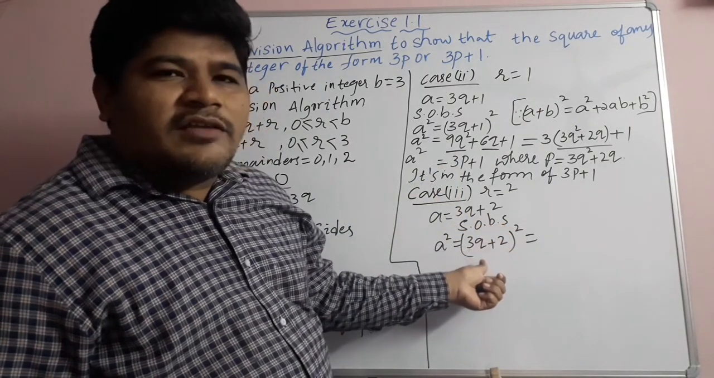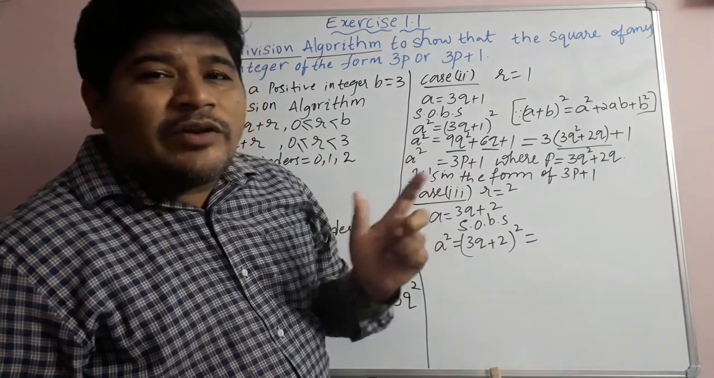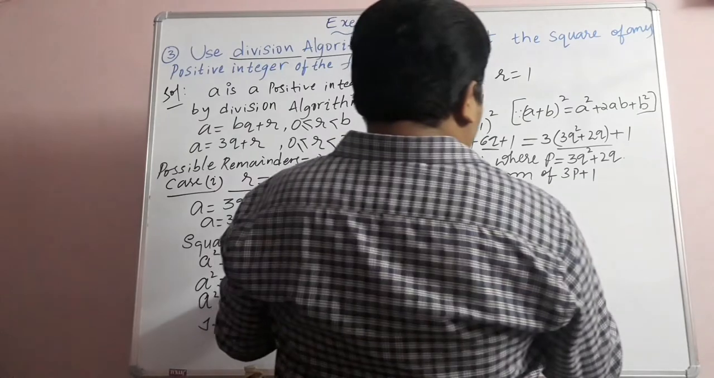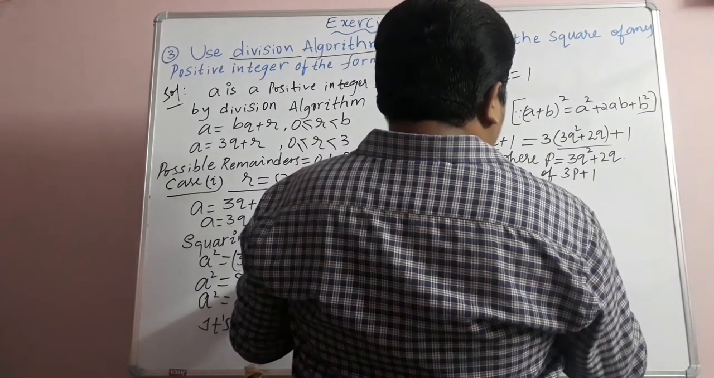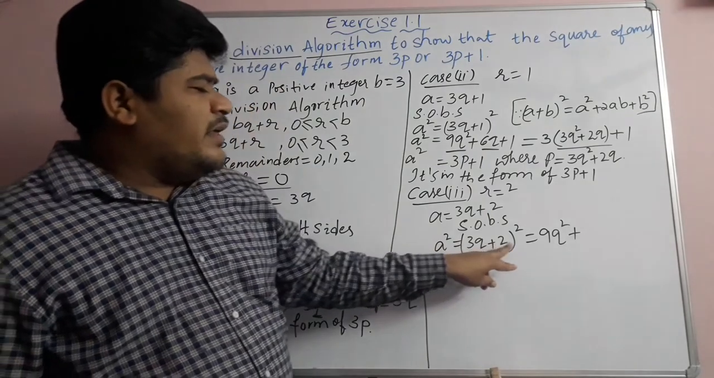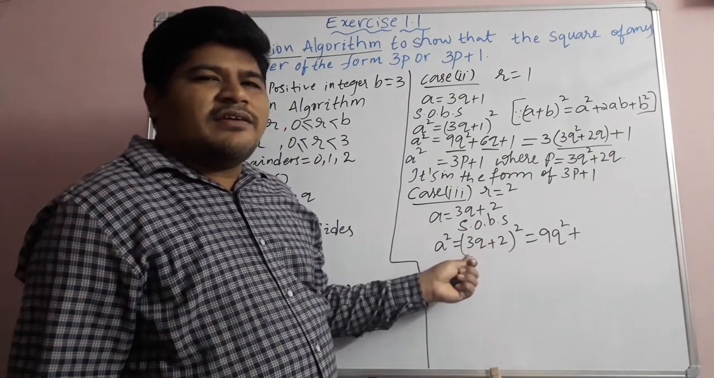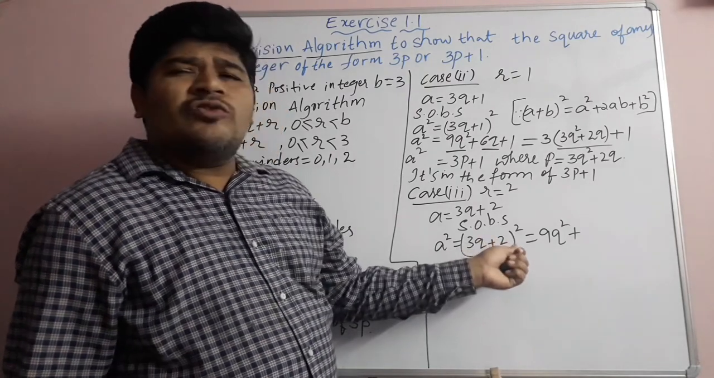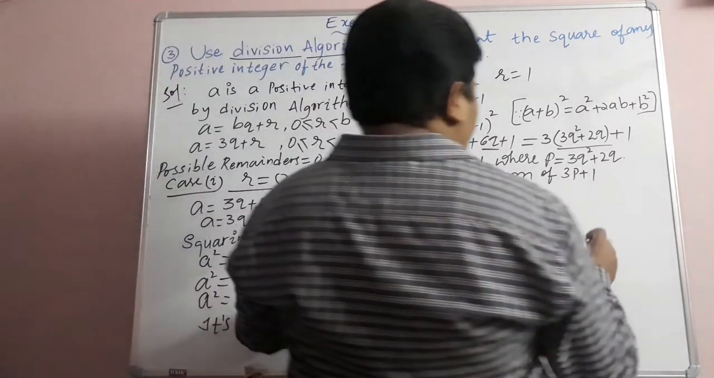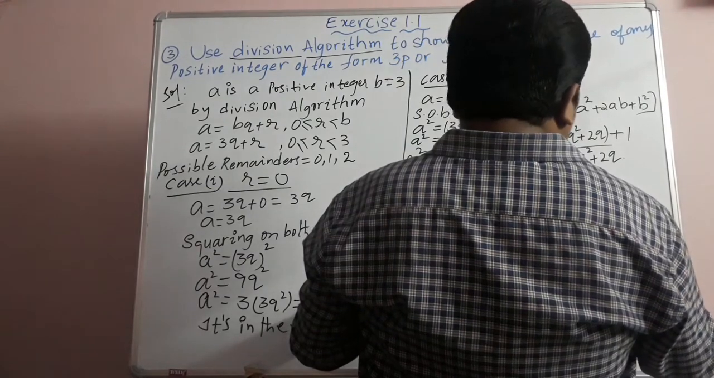So a square is nothing but (3q) whole square, whose value is 9q square. Now 9q square plus 2 into a into b. A is 3q, b is 2. So 2 into 3q into 2. 2 3s are 6, 6q into 2, 12q. So 9q square plus 12q plus 2 square, whose value is 4, children.